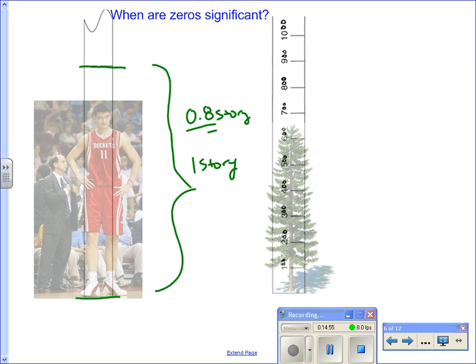Something on the opposite end might look like a tree here. I know the tree is between 0 and 700 feet tall. It'd be a very tall tree. So I could say maybe it's 600. I know it's between 600 and 700, so I'm going to estimate that it's about 650. I get to estimate that digit. Is this estimated or not, or is this just holding the place of the size? That's what we're going to take a look at next.